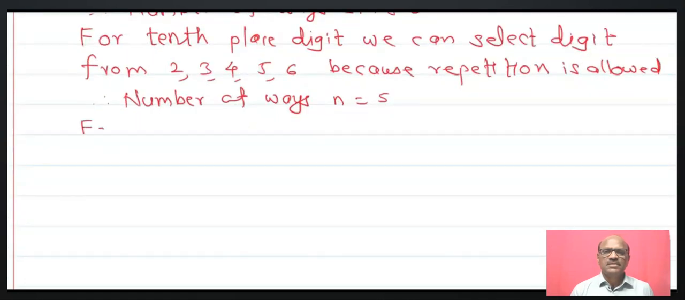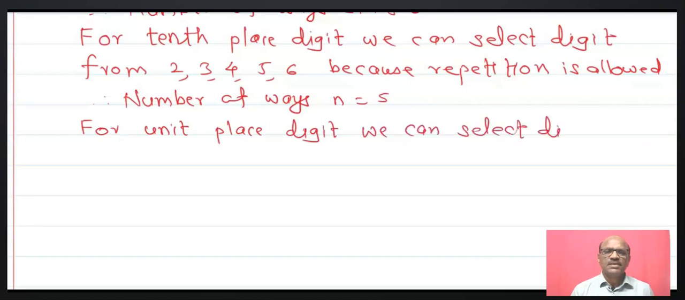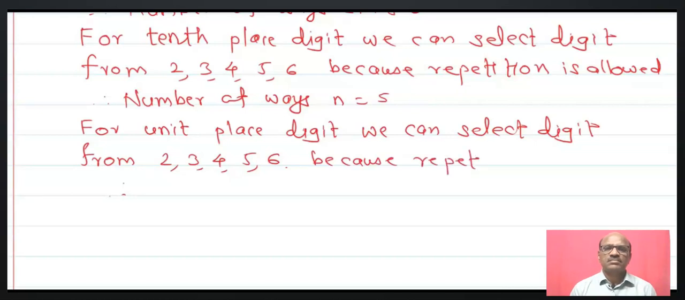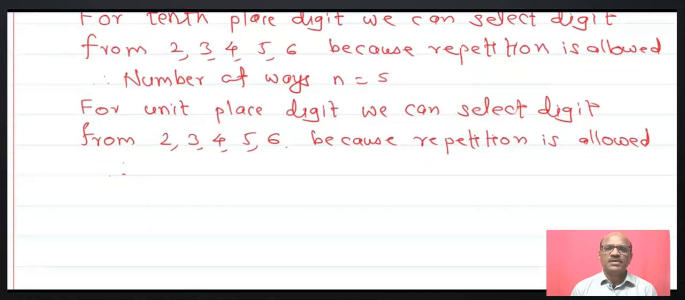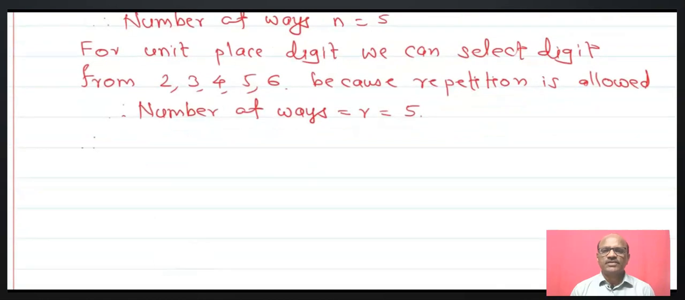And next is for the unit place digit, we can select digits from 2, 3, 4, 5, 6. Therefore, r is equal to 5, because the repetition is allowed. Therefore, the number of ways r is equal to 5.